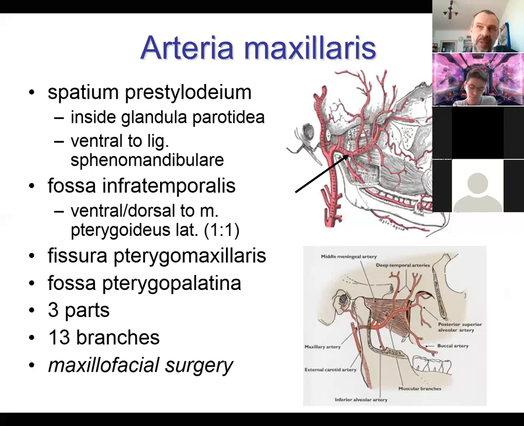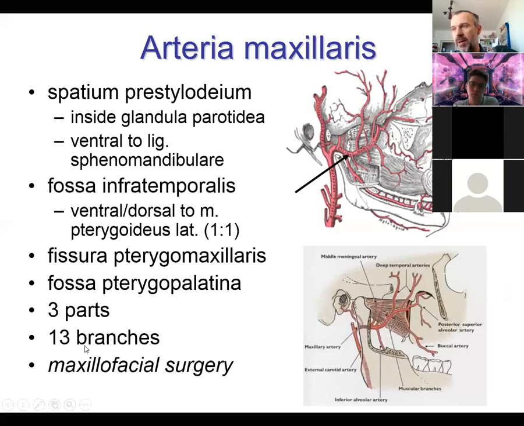And it can pass either ventrally or dorsally to the lateral pterygoid muscle. So if you operate in this fossa, it should not be a surprise if you do not see the artery directly when it's hidden behind the muscle. It's nearly 50-50 that the artery is either ventral or dorsal to the lateral pterygoid muscle, which we can see here, the lateral pterygoid with two heads. Then it passes into the pterygopalatine fossa, and it gets in through the pterygomaxillary fissure between the pterygoid process and the maxillary tuberosity.